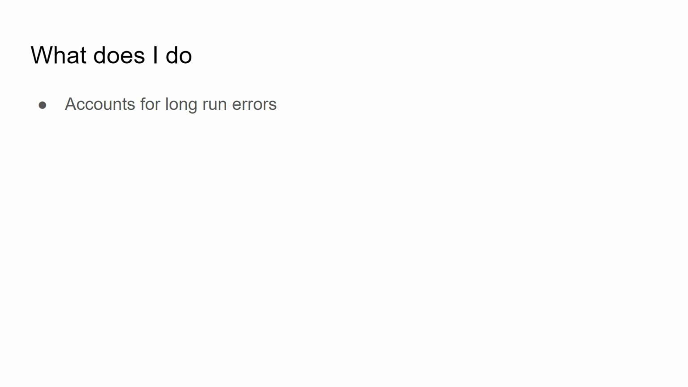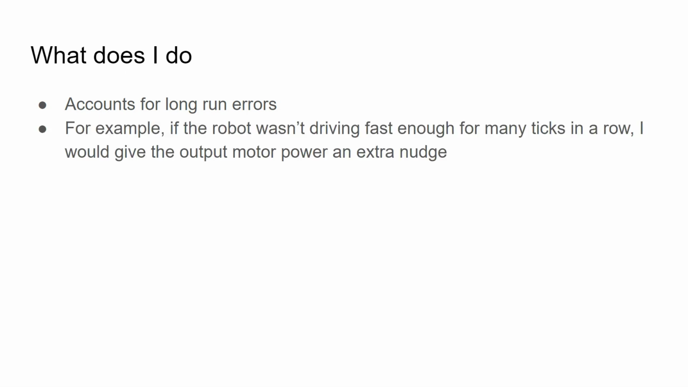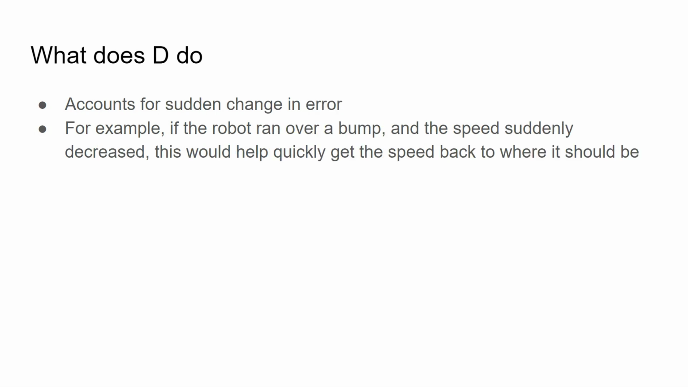So what do these things actually do? Well, I accounts for long run errors. So if you had a robot that wasn't driving fast enough, right? So you had a positive error for many ticks in a row, it's going to add up all of those errors, and it's going to keep pushing the robot harder and harder and harder as those errors accumulate. D accounts for sudden changes in error. So if your robot ran over a bump and the speed suddenly decreased, you would have this D term, which would give your robot a big nudge to quickly get back to the speed where it should be.